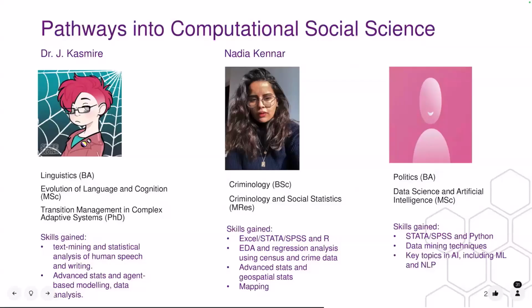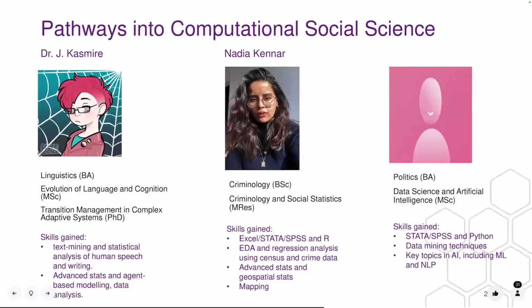You can see that on the far left, we have my boss, Jules, who did an undergrad in linguistics and then a master's in the evolution of language and cognition, then went on to do a PhD. We also have Nadia Kenar, who did criminology at undergrad and then a research master's degree in criminology and social stats. Finally, I did politics at undergrad, then a conversion degree master's in data science and AI, which was aimed at students from a non-computer science background. And I did that at the Uni of Liverpool, where I did my undergrad.